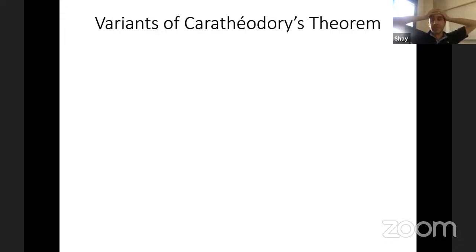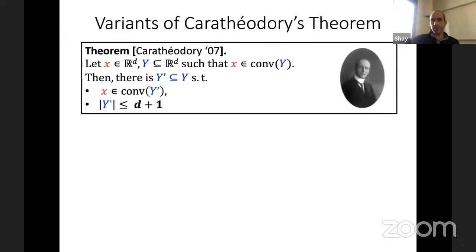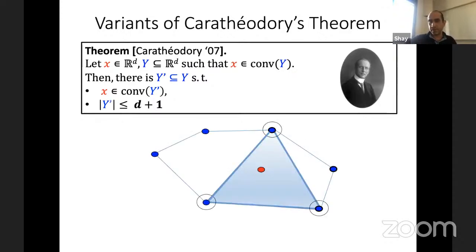The next geometric statements I want to mention are variants of Carathéodory's theorem. Recall that Carathéodory's theorem tells you that if a point X is in the convex hull of a set Y in R^d, then X belongs to a simplex of Y. So there is a Y prime subset of Y such that X is in the convex hull of Y prime, and the size of Y prime is at most dimension plus one. So in the plane, it just means that you can triangulate any convex polygon. Any point which is in the convex hull of these blue vertices, you can already find a triangle that contains this red point.